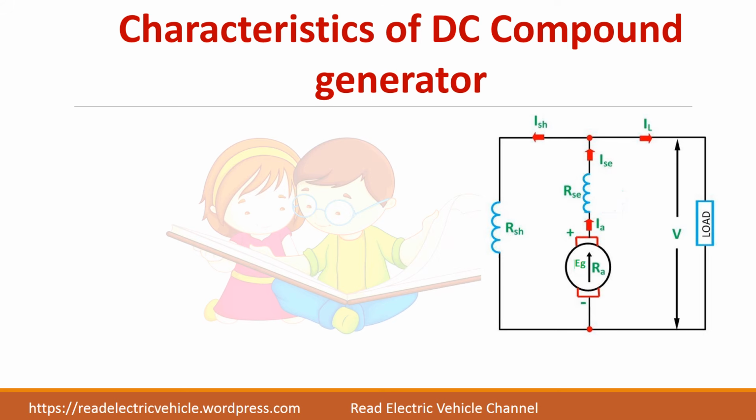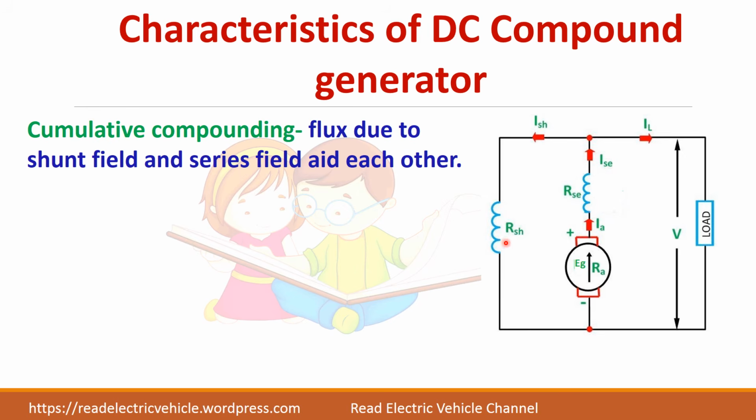Next we will see about the DC compound generator. We know there is a shunt field as well as a series field in a compound generator, and there are two types of compounding: cumulative compounding and differential compounding. If the flux due to the shunt field and series field aid each other, it is called cumulative compounding, and in differential compounding they oppose each other. It has very few restricted applications. So we will see about cumulative compounding.